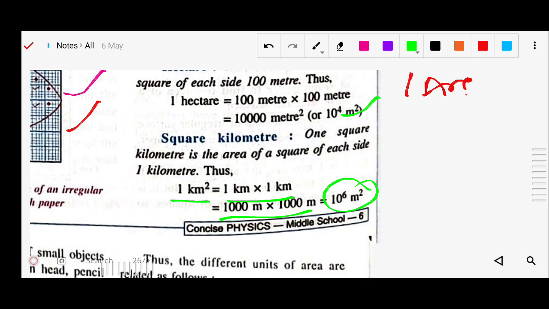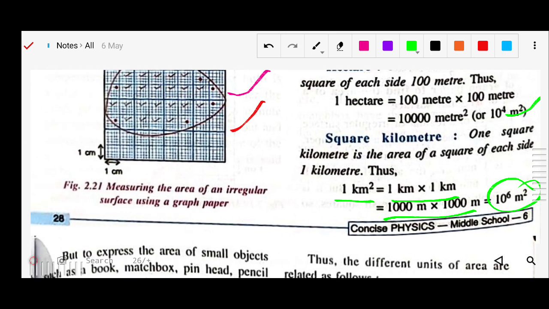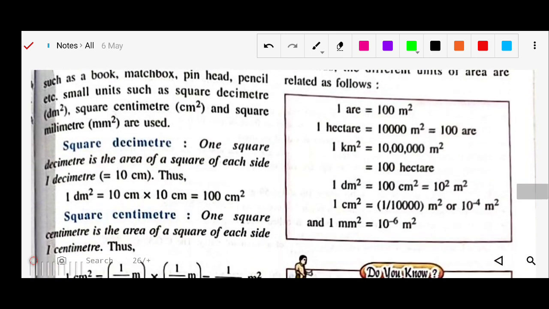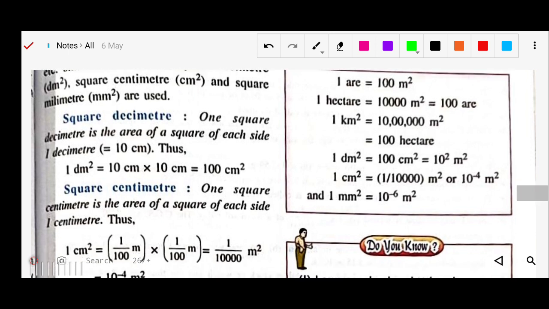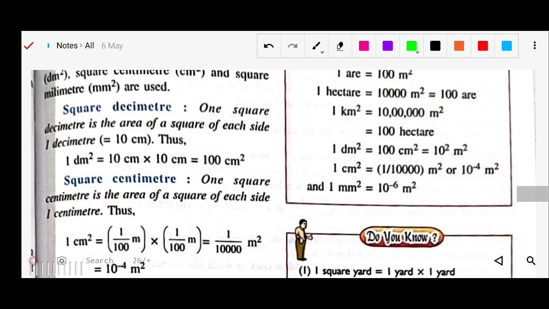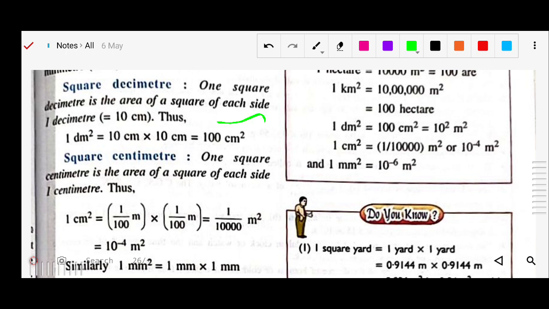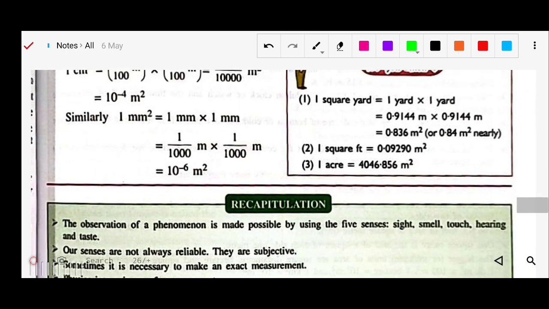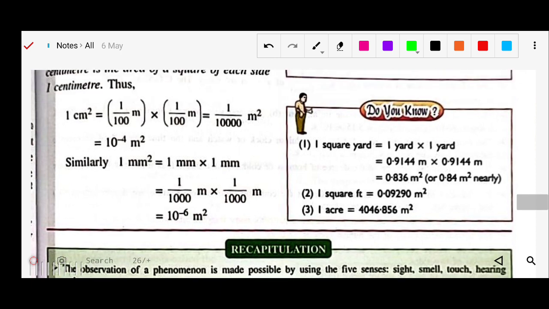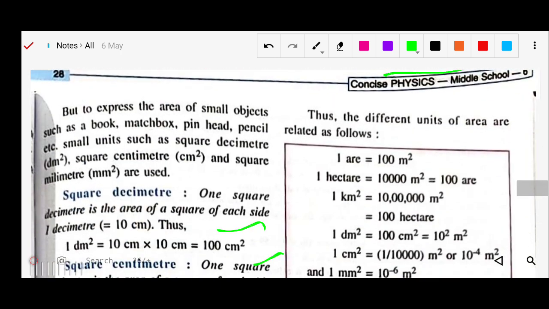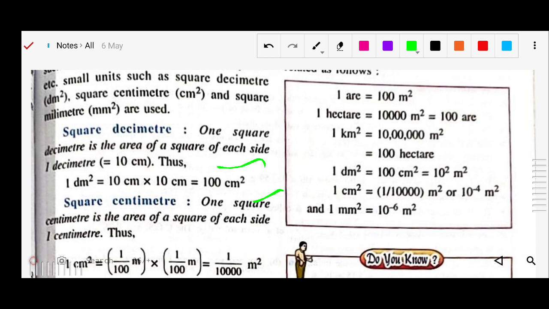These are the units to measure large areas. For small regions we have the decimeter, millimeter, okay? As you can see, these are the units given for measuring different sizes. For small sizes these are the units that we use, right? Now, these are some conclusions that you have to write in your copy and learn. 1 acre is 100 meter square. 1 hectare is 10,000 meter square, that is 100 acres.